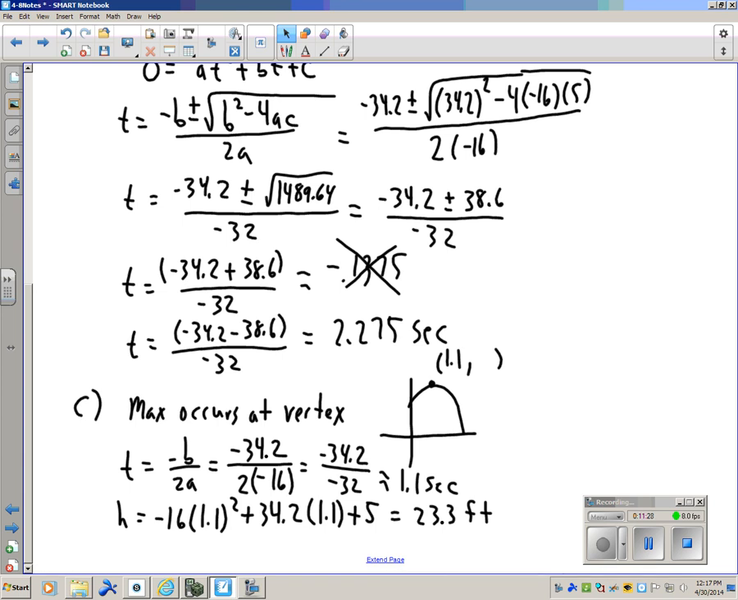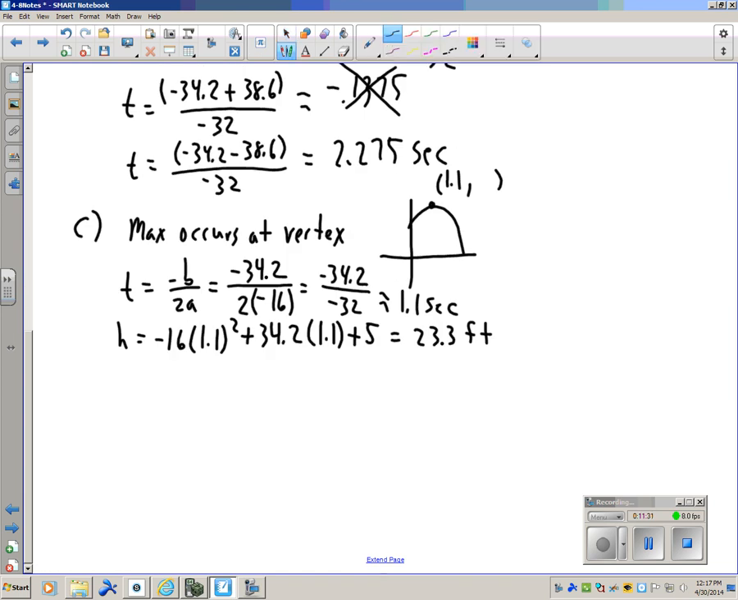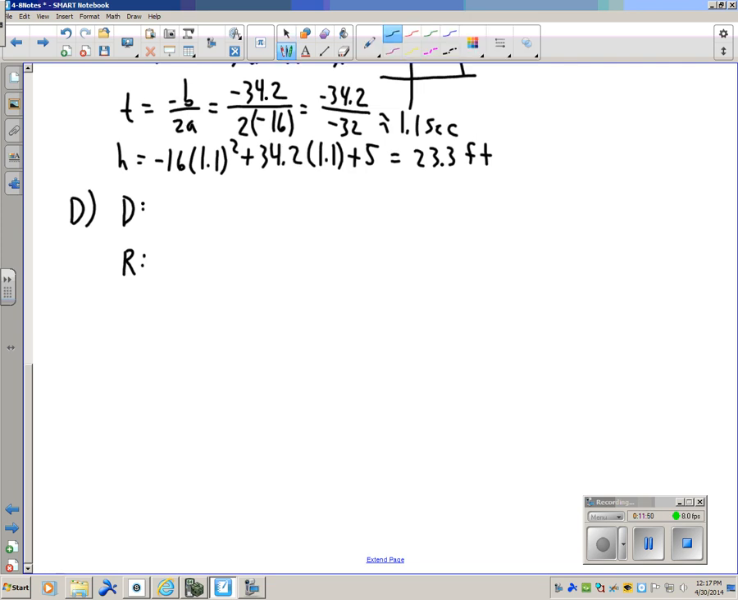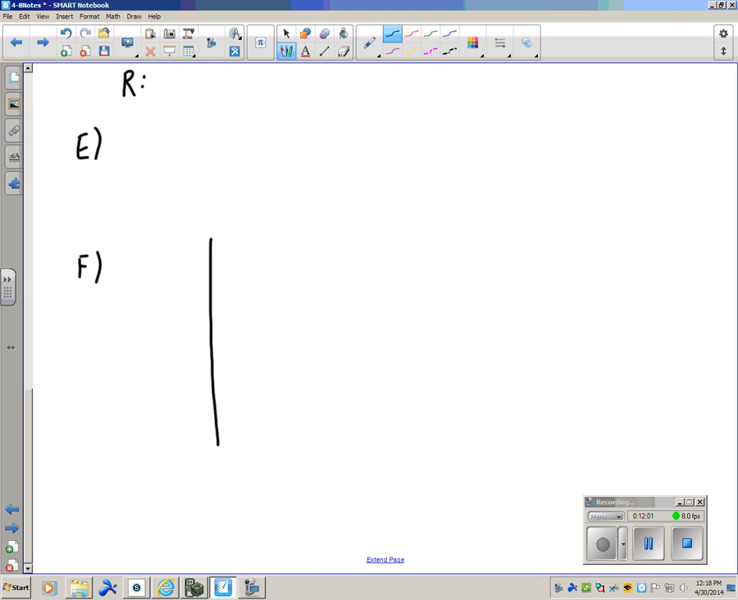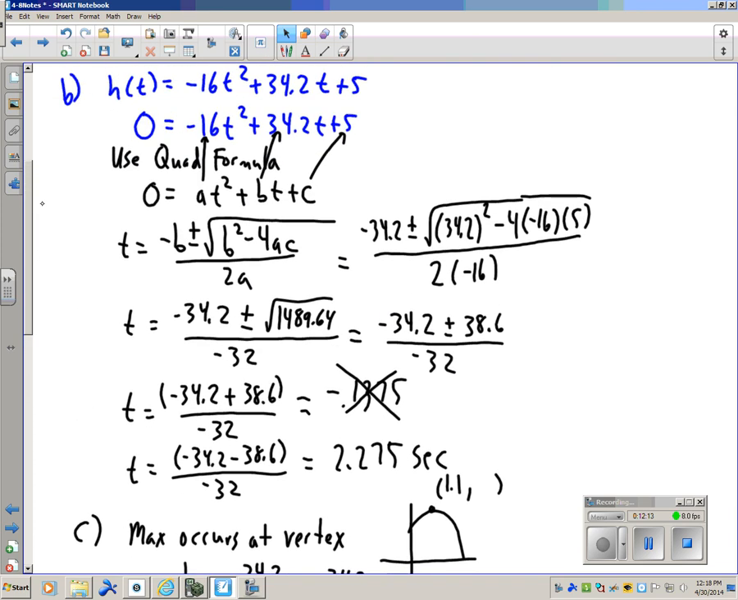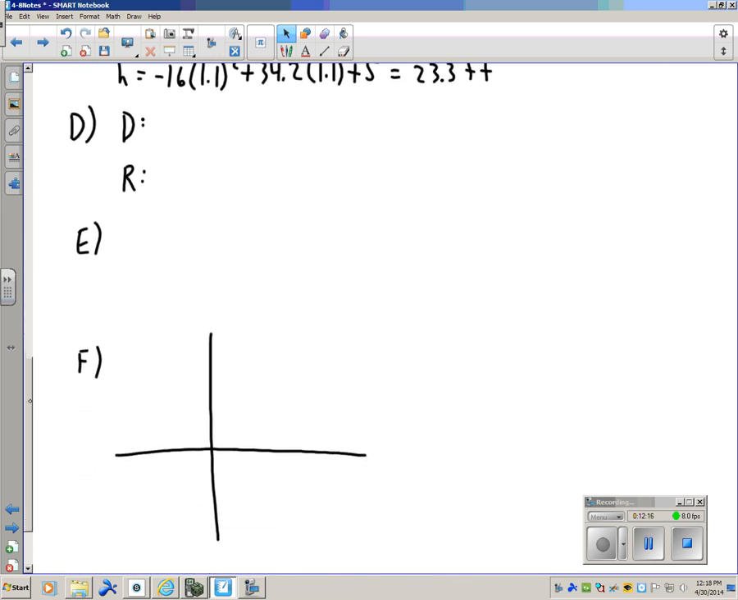So let's come down here and look at our next part. Part D says we want the domain and our range, and in order to get those, I like to graph it out. We're also told to graph it out in part F, so I might do part F and then come back down here. So let's graph out part F and then let's go answer the question about domain and range. So if I graph out F here, we've got some values given to us. First of all, we want to go ahead and get our t values and our h values.